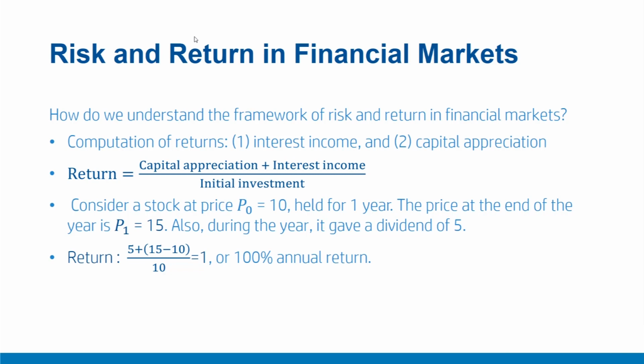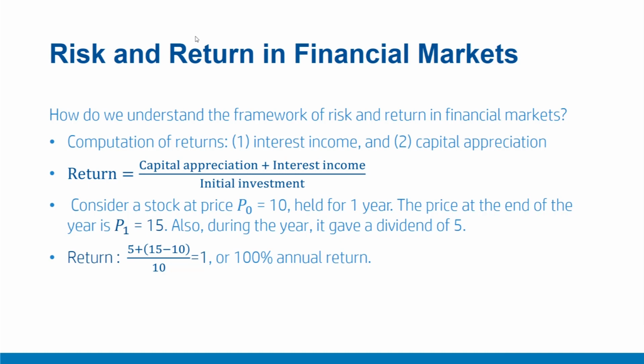Capital gains in the form of change in the price of security, which is 15 minus 10 upon 10, which is 50%. And cash inflow in the form of dividend or interest income, which is 5 upon 10, is 50%. Assuming there are no taxes, the overall return that you have is 50% plus 50%, which is 100%. This can be easily computed as follows.